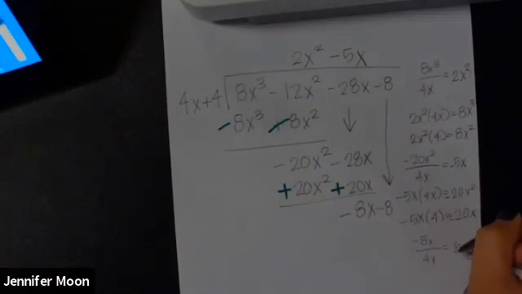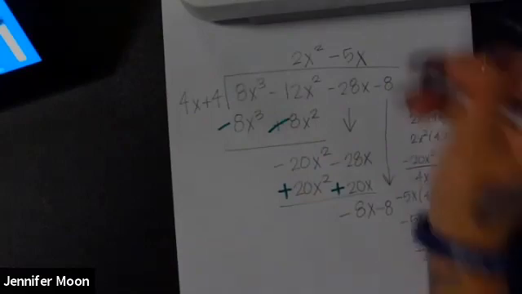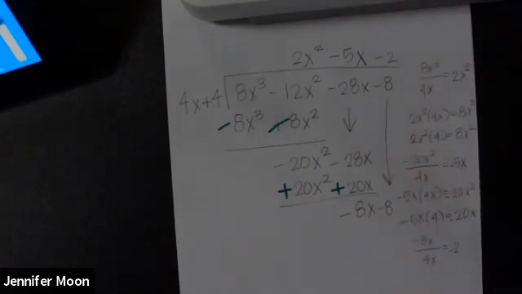8 divided by 4 is 2. Signs are different, so it's negative. x divided by x, those went away. They cancel. They turn into 1, right? So what I get for my quotient is a negative 2. That goes right there.